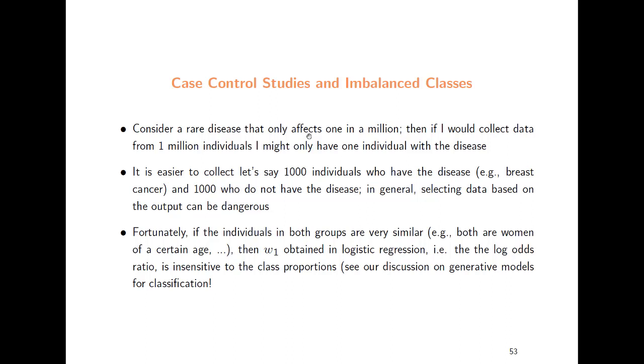So it's easier to collect people who have the disease, for example, breast cancer or another form of cancer, and then collect 1,000 individuals who do not have the disease.